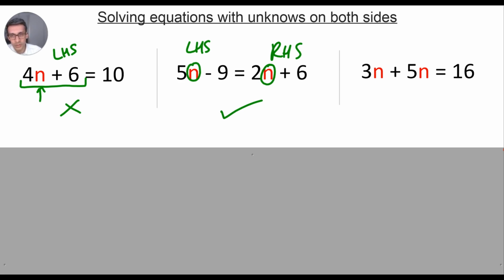Now, the coefficients, which are the numbers in front, can be positive, negative, fractions, etc. And then on the equation on the left, you can see a left-hand side and right-hand side. Well, you've got two unknowns, but we can add those up. 3n and 5n is just going to make 8n. So this does not count as an equation with unknowns on both sides.